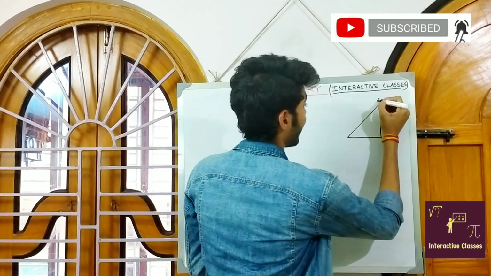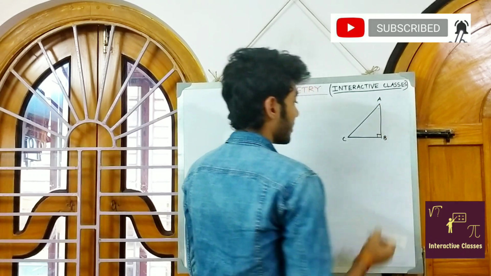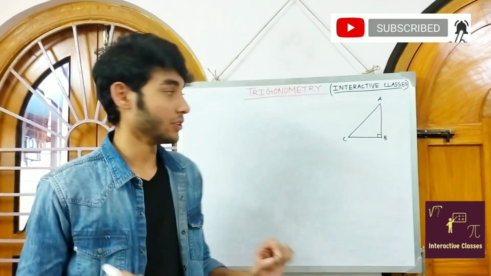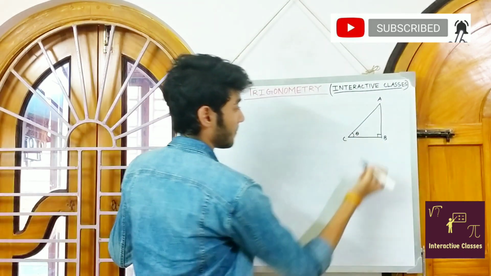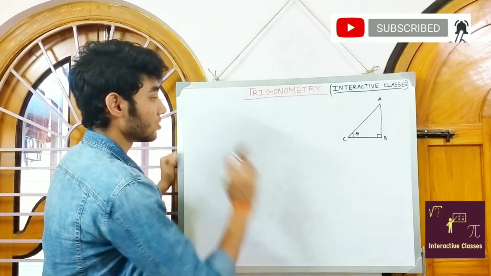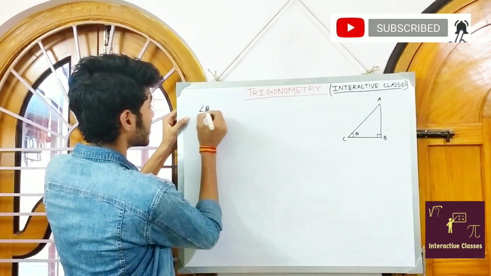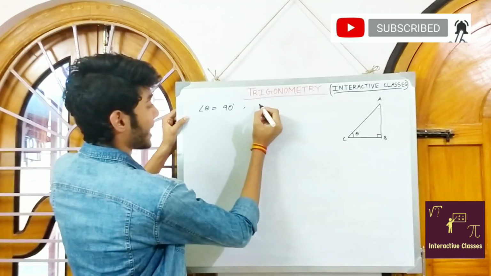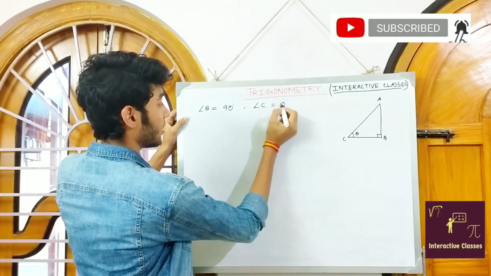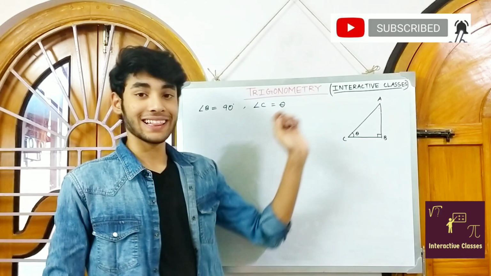Let this one be a right angle triangle ABC. So B is 90 degrees, we know. And let angle C be theta. So angle B is 90 degrees and angle C is theta. Now we will find out the value of angle A.